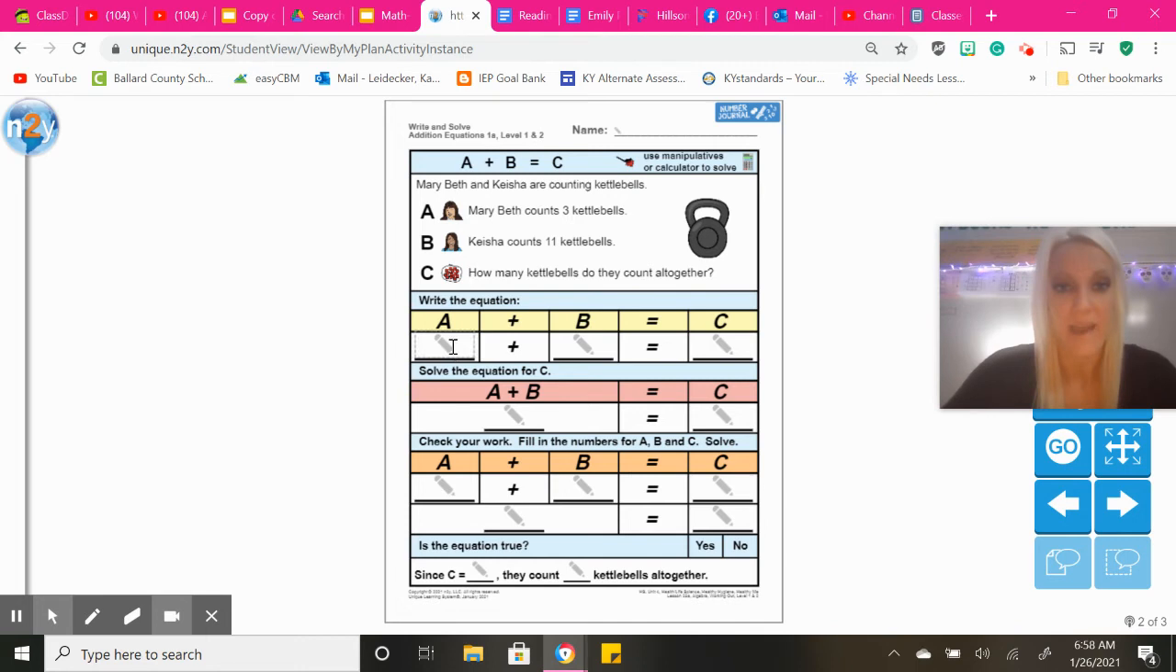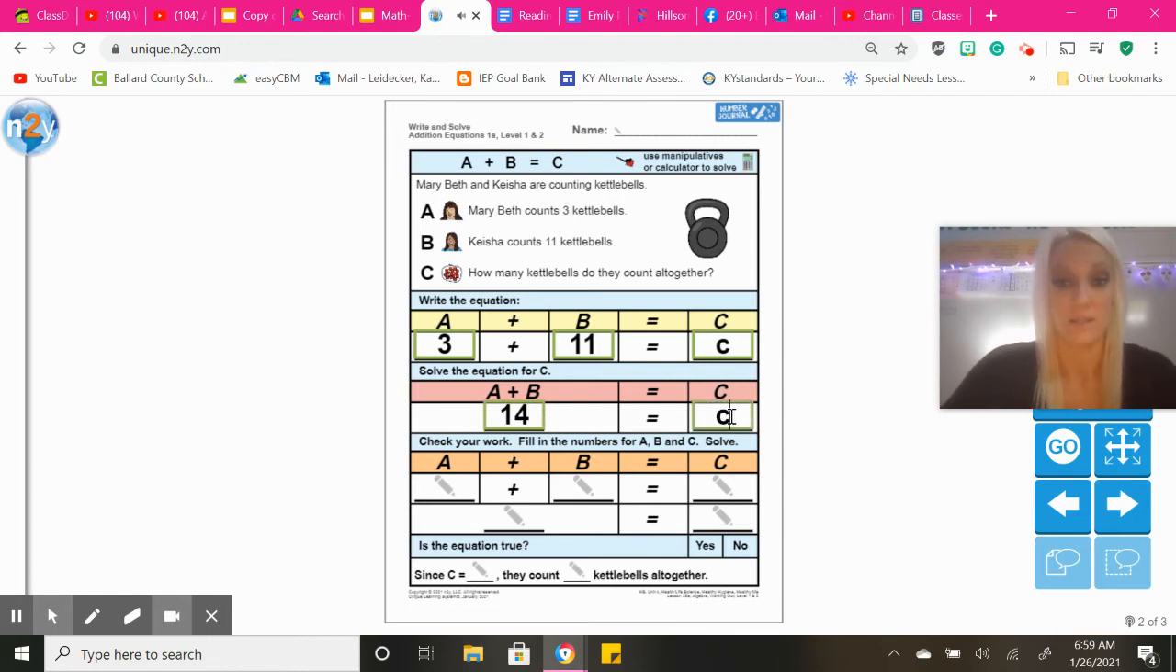So we have A is 3. B is Keisha. She had 11. C, how many kettlebells do they count all together? C is unknown. We don't know it. So C is going to be C. Then we're going to add A plus B. So 3 plus 11. 11 is the biggest number, so I'm going to start with my big number. 11, 12, 13, 14.